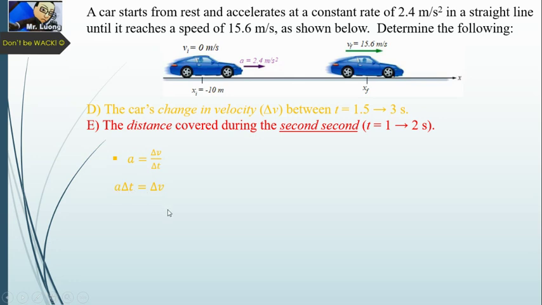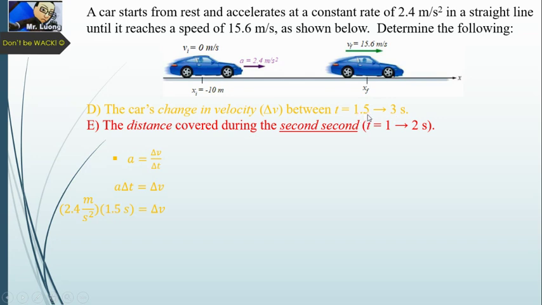But we already know what a is, and we know what our change in time is based on this particular part D. Your acceleration is given in the diagram as 2.4 meters per second squared. Delta t is 1.5. The reason it's 1.5 is because the time interval is from 1.5 to 3. So the difference is 1.5 seconds. So you can do 3 minus 1.5 to get 1.5.